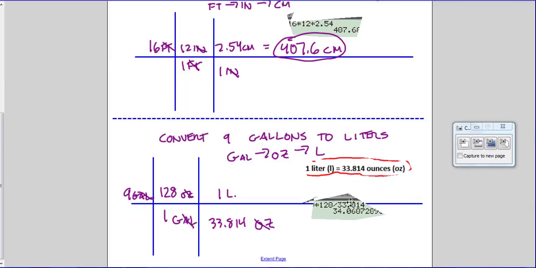Okay, so I'm going to round this one. Let's say I want to round my answer to the nearest hundredth of a liter. I didn't state that here, but let's do that. So this is 34.068. That 8 means that 6 is increased by 1. So this becomes 34.07 liters when I round to the nearest hundredth.